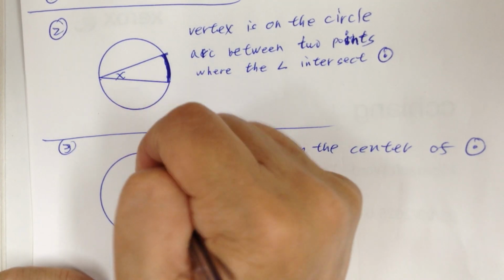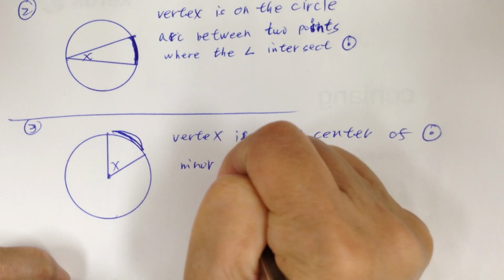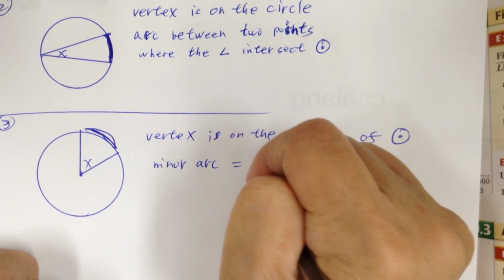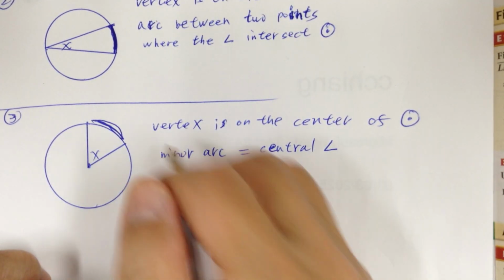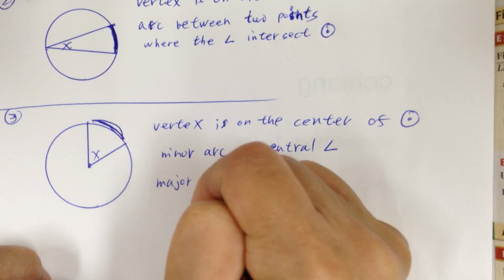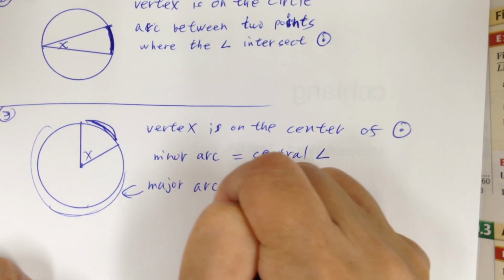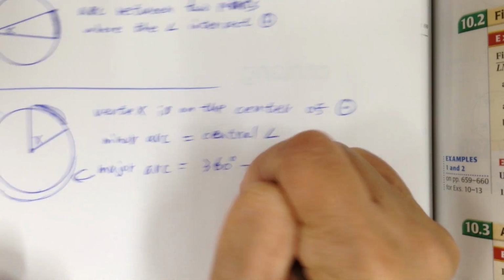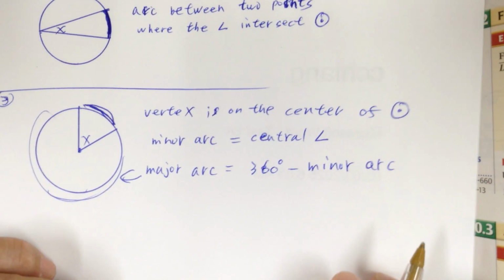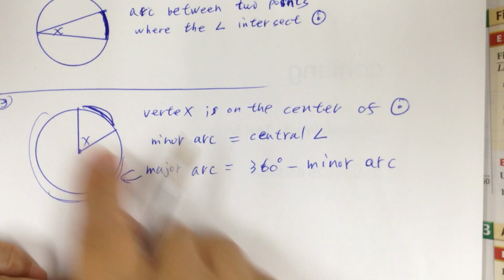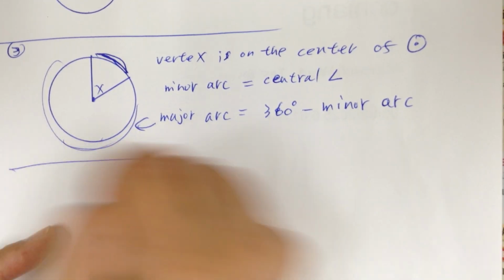And the minor arc, over here, the minor arc is equal to the central angle. And the major arc is the one out here. That's the major arc. So major arc will equal 360 degrees minus the minor arc. So again, minor arc is equal to the central angle, and the major arc is 360 minus that. You get that. Okay, let's go to number 4.